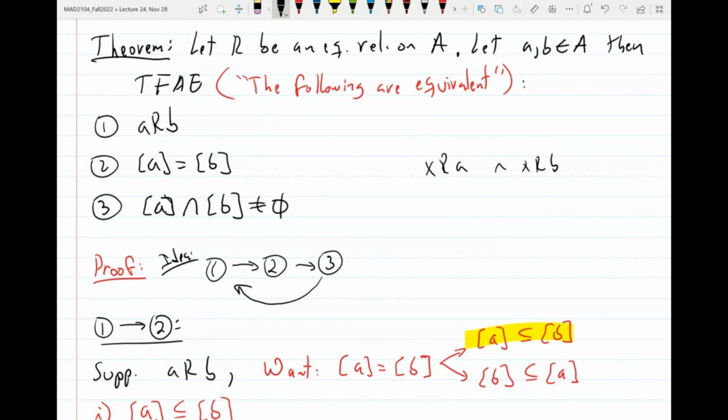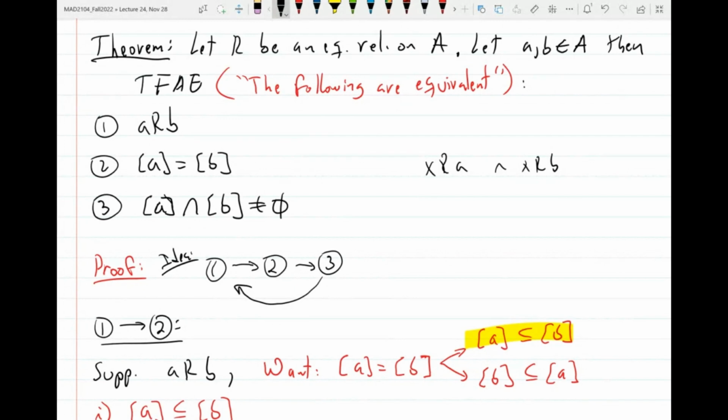For example, 4 divides 8, right? But 8 doesn't divide 4. So in that case, 4 is related to 8, but 8 is not related to 4. So be careful. Not every relation is symmetric. In this case, because this is an equivalence relation, it enjoys reflexivity, symmetry, and transitivity.